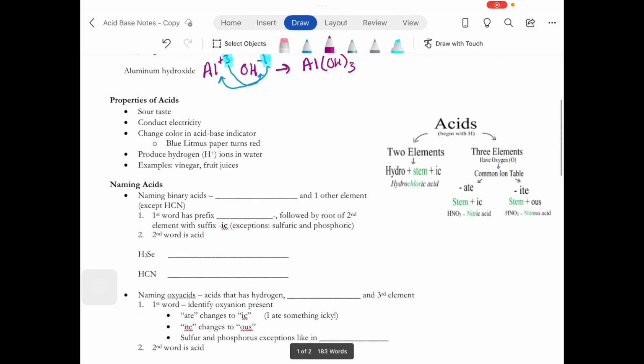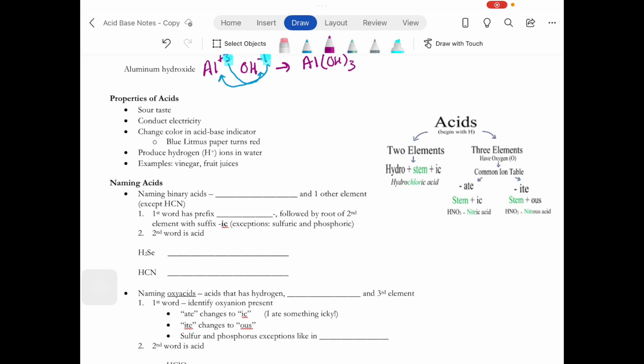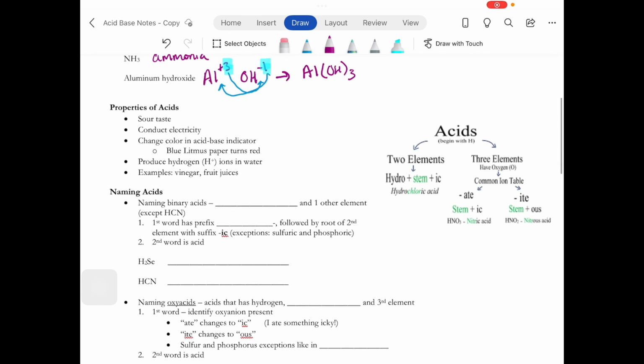So, naming acids. If we name binary acids, which is hydrogen and one other element, except for HCN, I'll explain later why that's a binary acid. When we're doing it, the first word has a prefix, and that prefix is always hydro. Always. It's followed by the root of the second element with the suffix ic. Except they think that sulfic and phosphic sound weird, so they make it be sulfuric and phosphoric. And then the second word is acid.